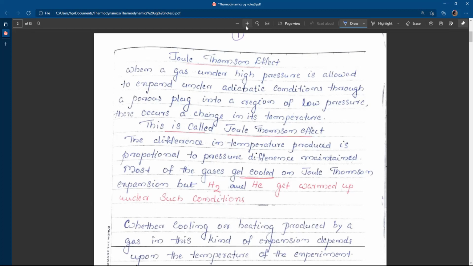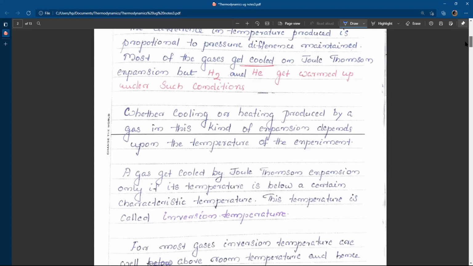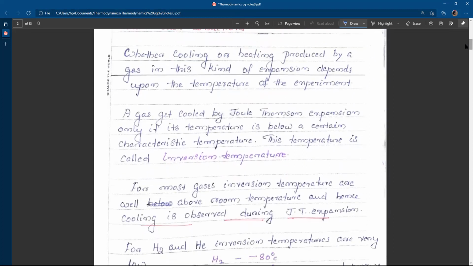This difference in temperature produced is proportional to the difference in pressure, and most of the gases get cooled on Joule Thomson expansion, but gases like hydrogen and helium get warmed up under such conditions. Whether cooling or heating is produced by a gas in this kind of expansion depends upon the temperature of the experiment.